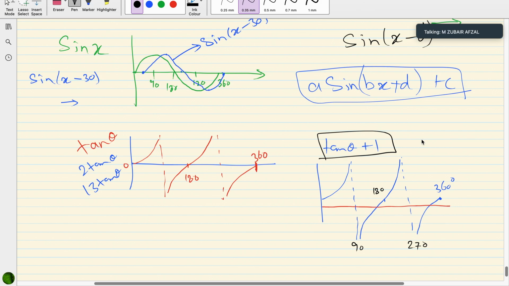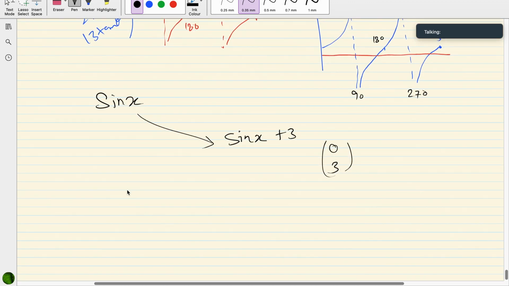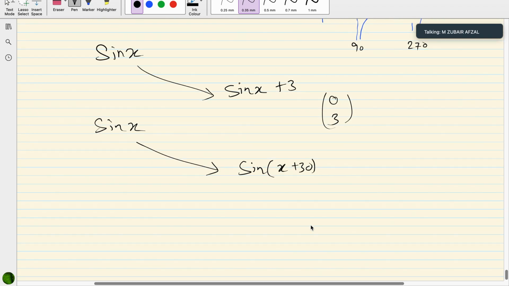The examiner may ask you to explain the transformation. He may tell you sine x is the first graph and the second is sine x plus 3. So you will say it is a translation of (0, 3). What happens when he tells you that sine x was the first graph and the second is sine x plus 30? You will say that the graph is moving towards the left by 30 units. So this is the transformation.